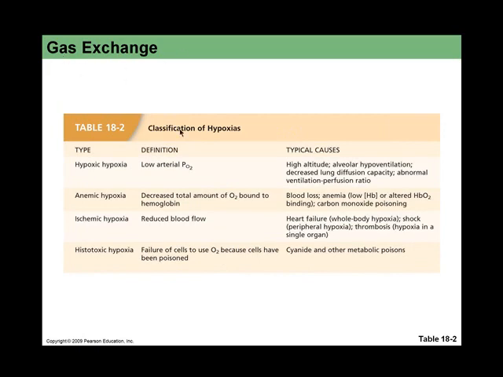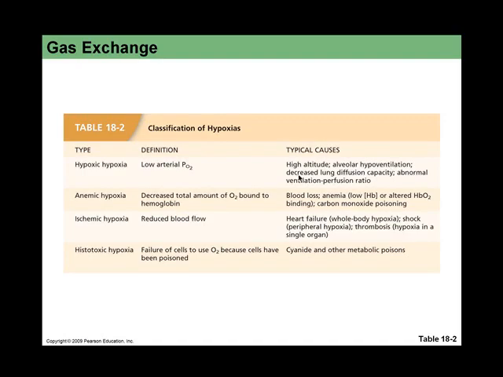Well, this gas exchange, then, we talk about the classification of hypoxias. So a hypoxic hypoxia: type, then definition, and then typical causes. So it's a low arterial PO2. So a hypoxic hypoxia can occur at high altitude or with alveolar hypoventilation by whatever cause.